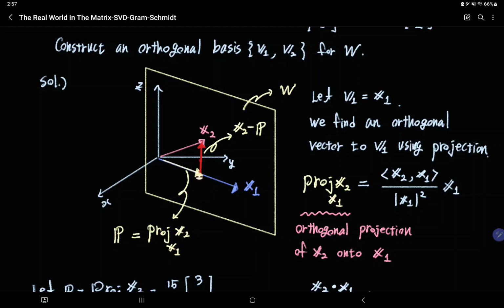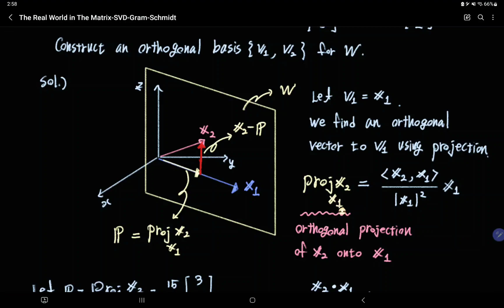Now we're going to set the new vector by subtracting that projection vector from x2. Then we get the vector colored red. Definitely, this is orthogonal to vector x1. So we set this vector colored red, which is orthogonal to x1, as v2. Then v1, v2 are going to be orthogonal, right? So those two vectors must be an orthogonal basis of the plane W. That's the strategy.